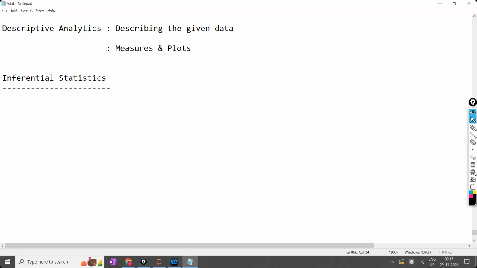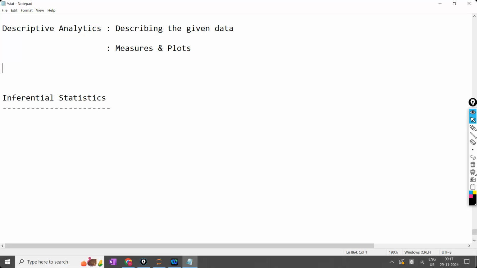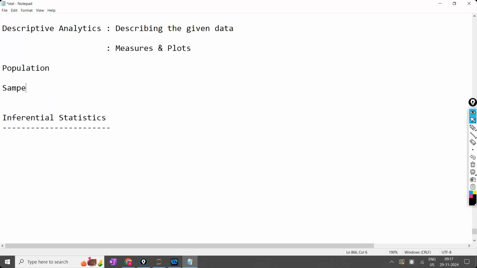Now, the most important point to note is that we have population data and sample data. Two things are there. In reality, we will get the sample data. We will not get the population data. Why? Because even if you were able to get the population data, we can't analyze the complete one. So here we are going to work in terms of a sample.